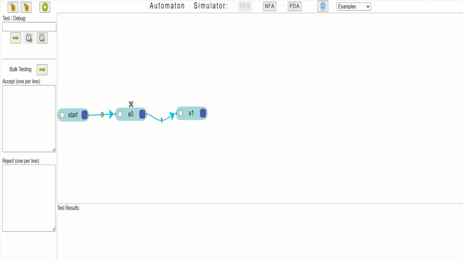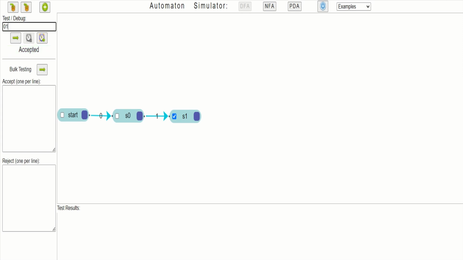Arrange the automata. Now we need to set the final state. Our final state is S1. Now check the first input 0, 1. It is accepted by the automata.